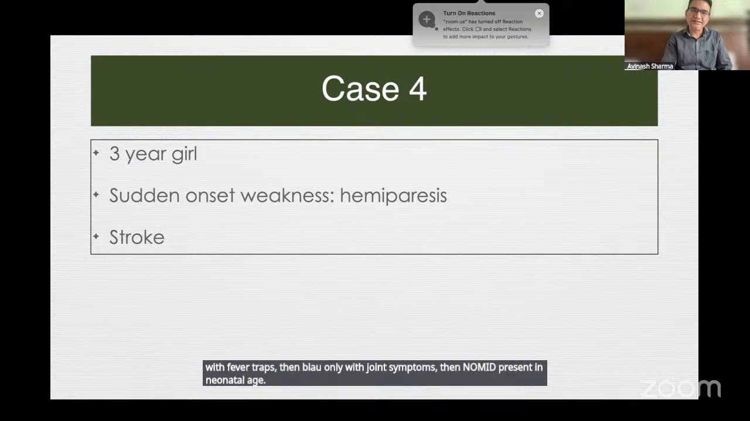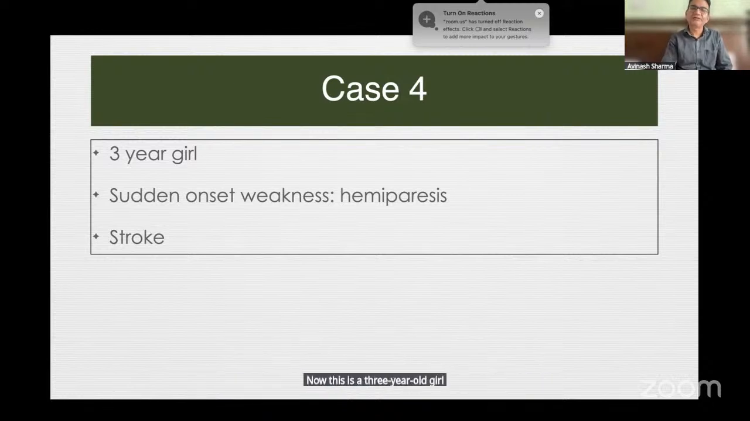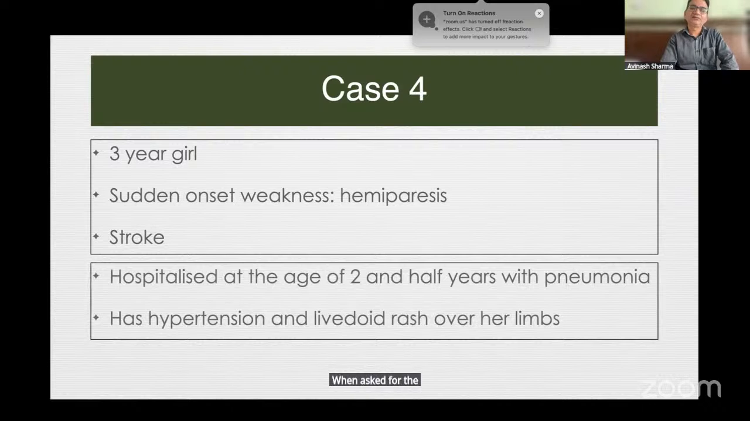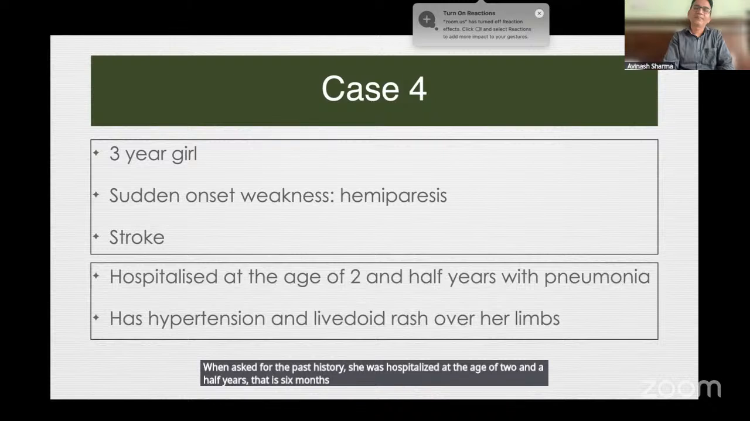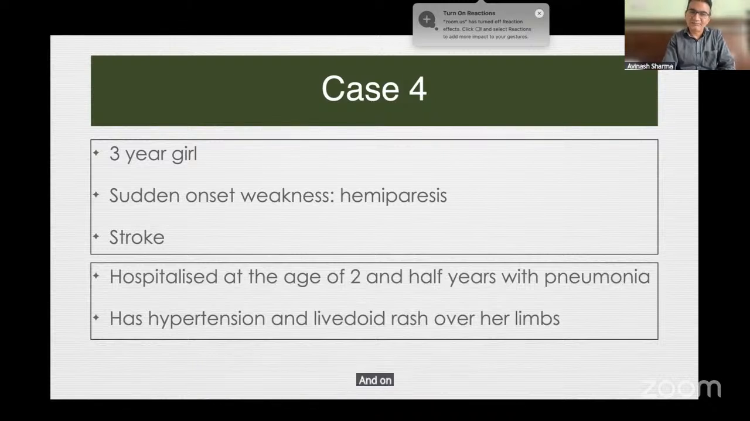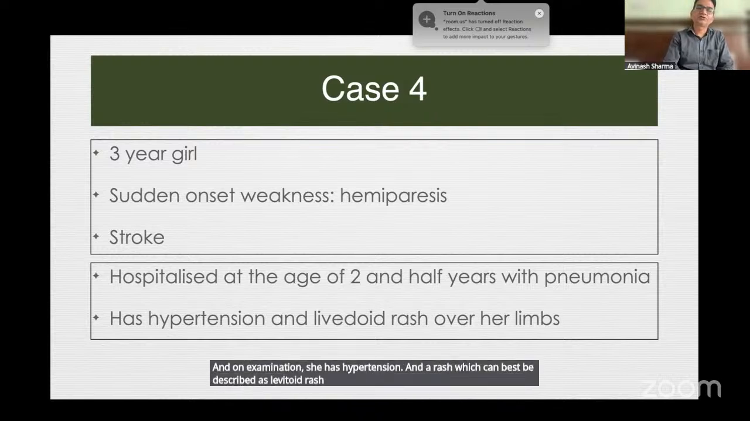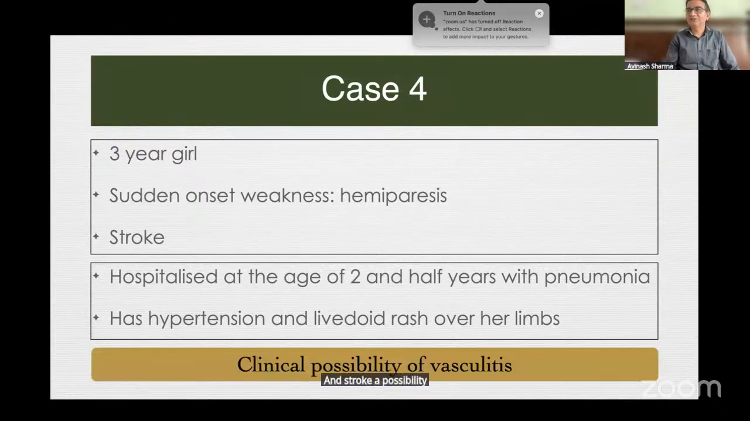Now this is a 3-year-old girl who presents with stroke, sudden onset hemiparesis. When asked for the past history, she was hospitalized at the age of 2.5 years, that is 6 months back, with pneumonia. On examination, she has hypertension and a rash which can best be described as a livedoid rash over her limbs. So a young patient with hypertension, a livedoid rash, and stroke, a possibility of vasculitis was considered.